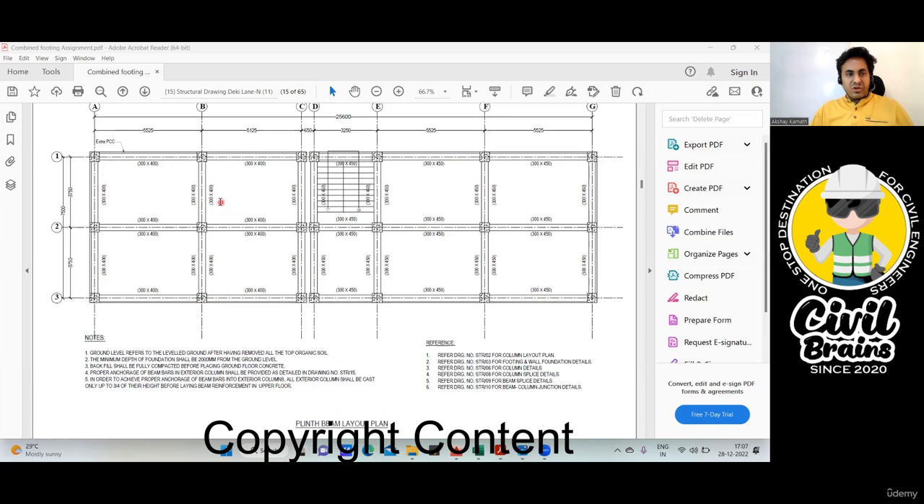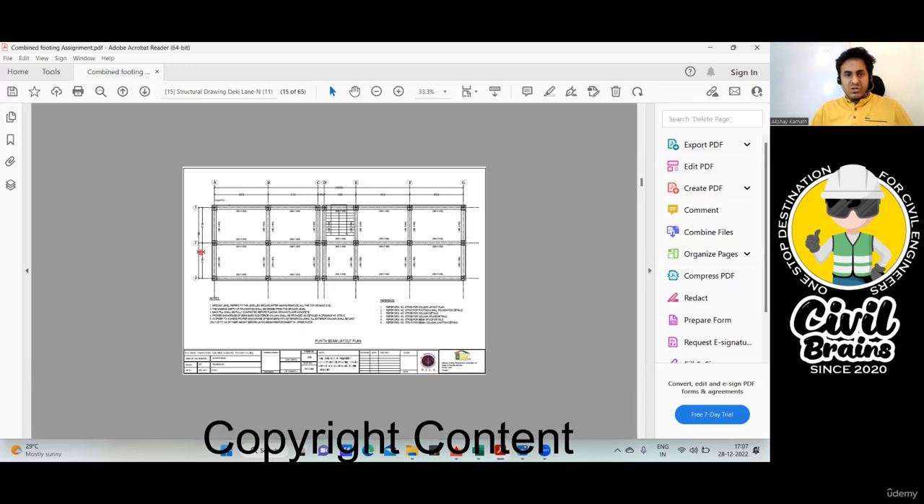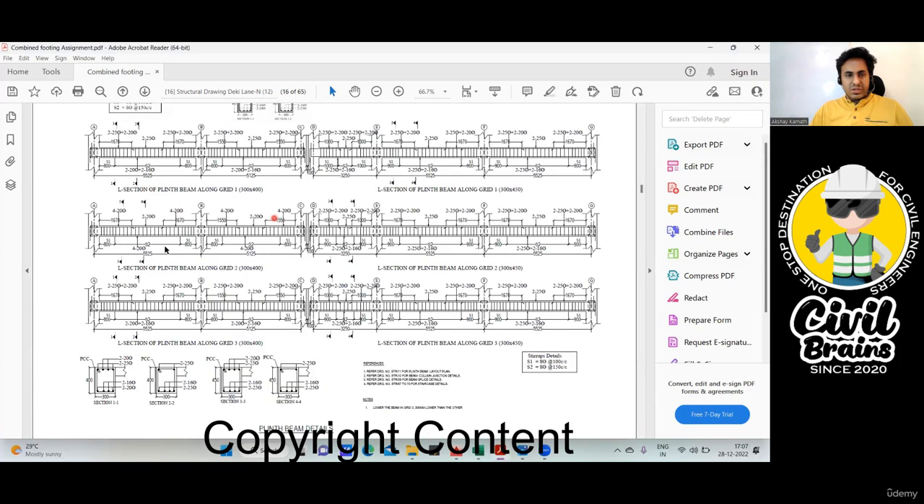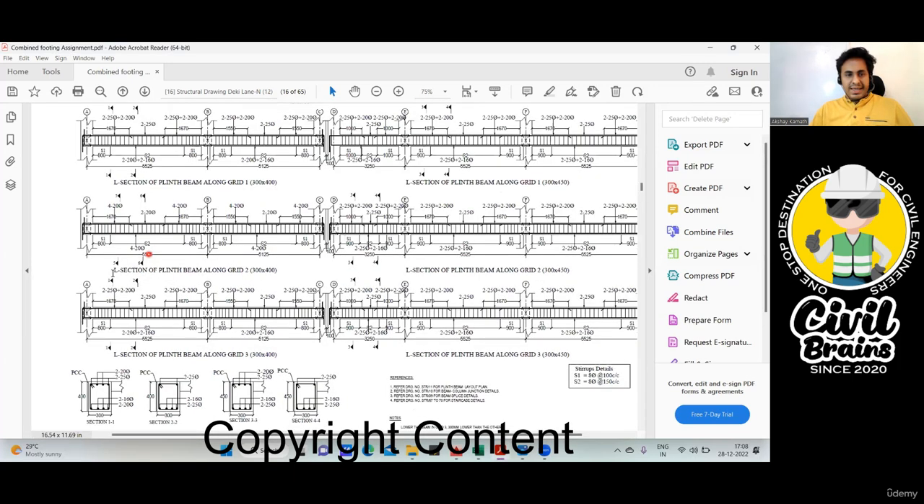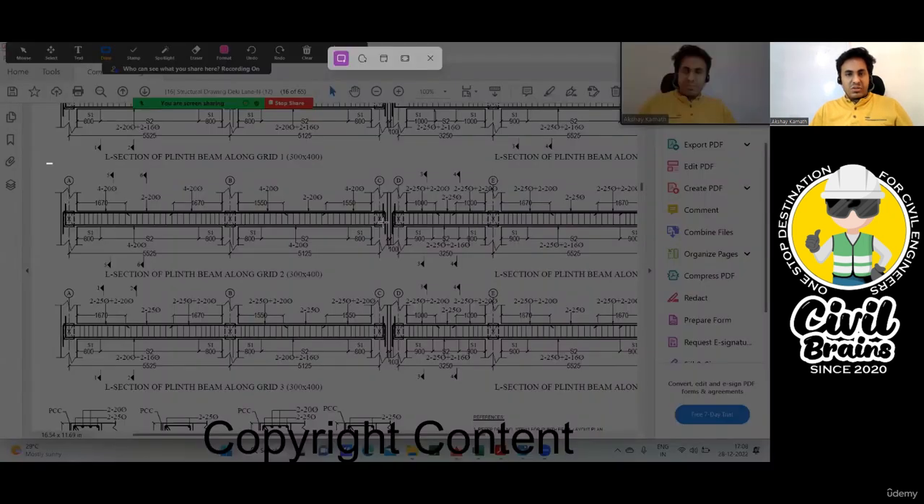So how do you identify which beam this is? Again, it should be the A, B, and C grid, and it is grid number 2. So if I scroll down here, it should be grid number 2. I think it is this one. See what is written here: L section is longitudinal section of plinth beam along grid 2, where A, B, and C are given. So this is what we are looking for. Pretty simple. I'll just take a copy of this and paste it over there, and from there we'll do this quickly.